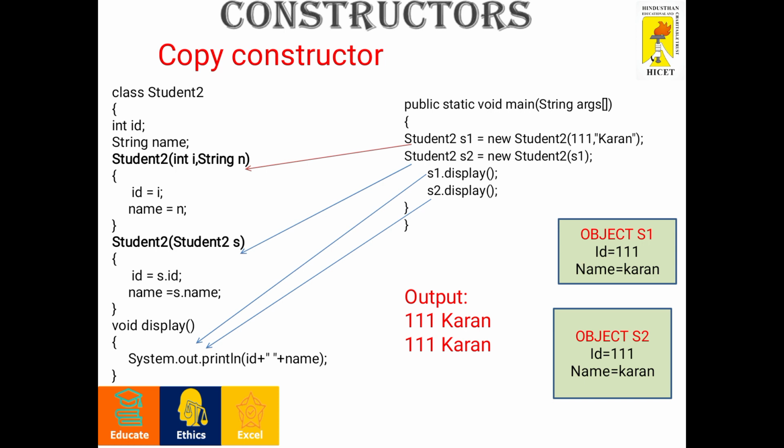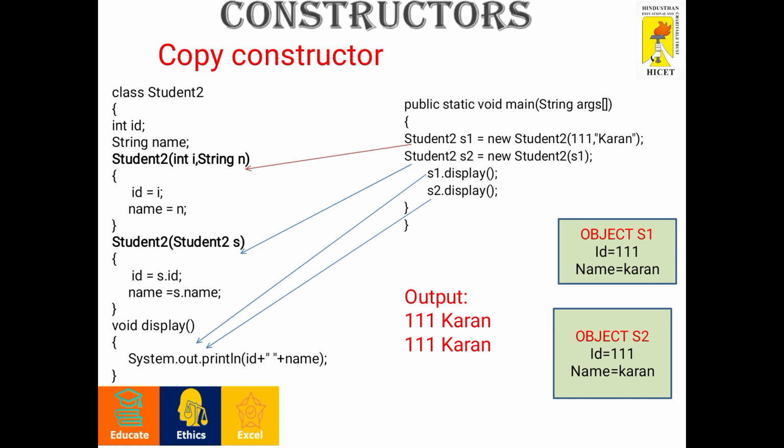Inside the main function there are two object creation statements and two display statements. The first object creation statement is student2 s1 = new student2(111, current). Here there are two parameters, so it will call the first constructor and it will assign the value 111 to id and current to name. So the object s1 consists of id equal to 111 and name equal to current.